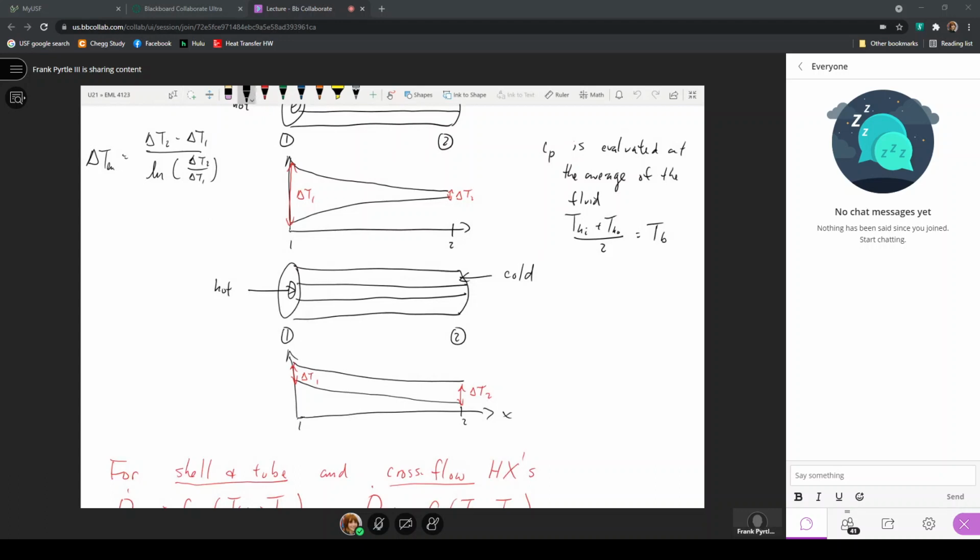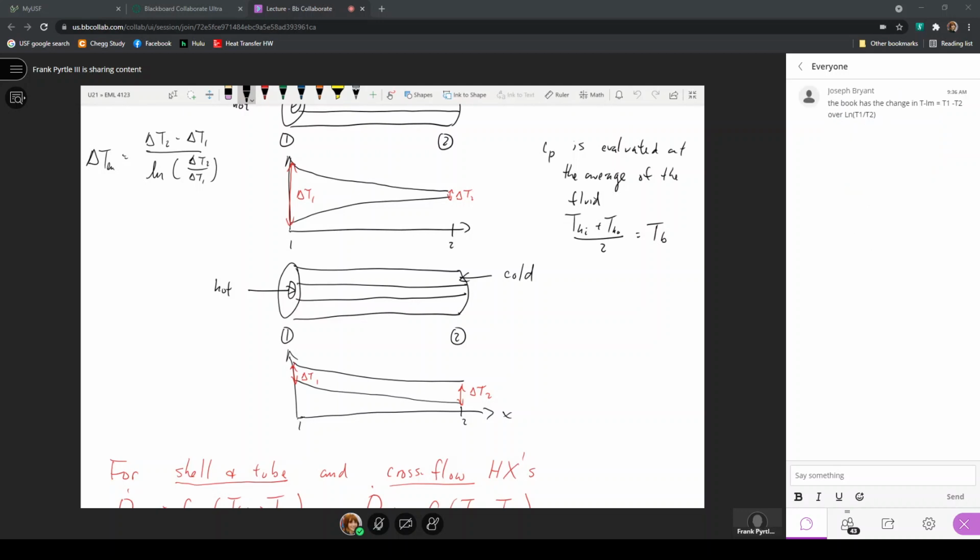In a counterflow heat exchanger, here, since I have the hot fluid coming in on the left and the cold coming in from the right, delta T1 is the hot inlet minus the cold outlet. And delta T2 is the hot outlet minus the cold inlet. So the definition of the log mean temperature difference stays exactly the same, but whether we're using hot inlet, hot outlet, or cold inlet is going to depend on the flow arrangement.